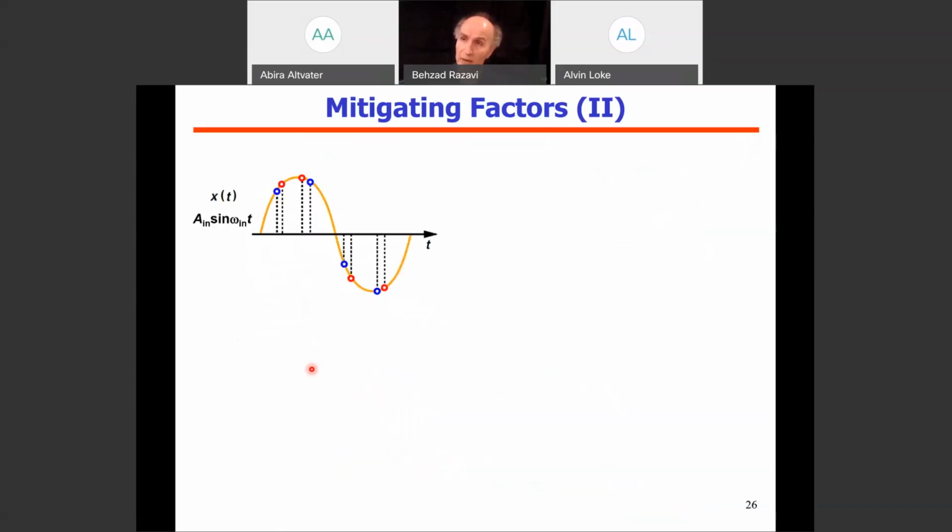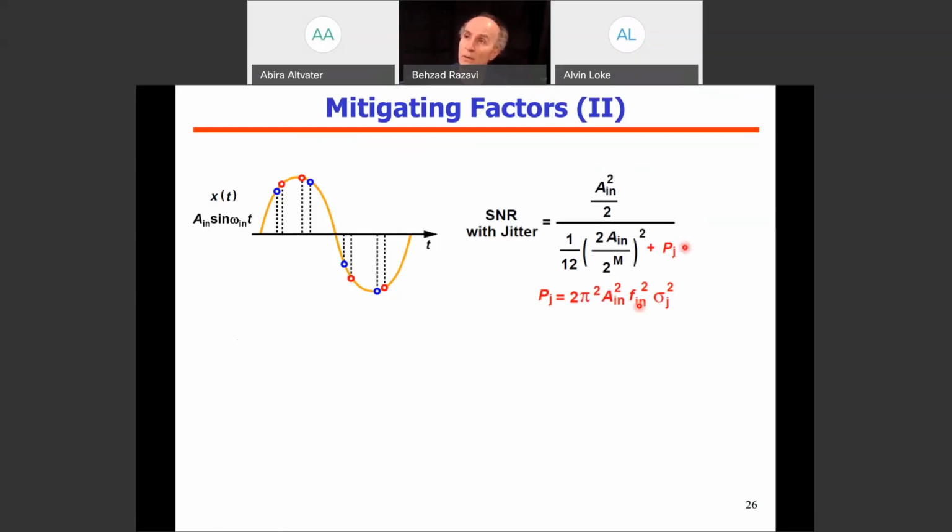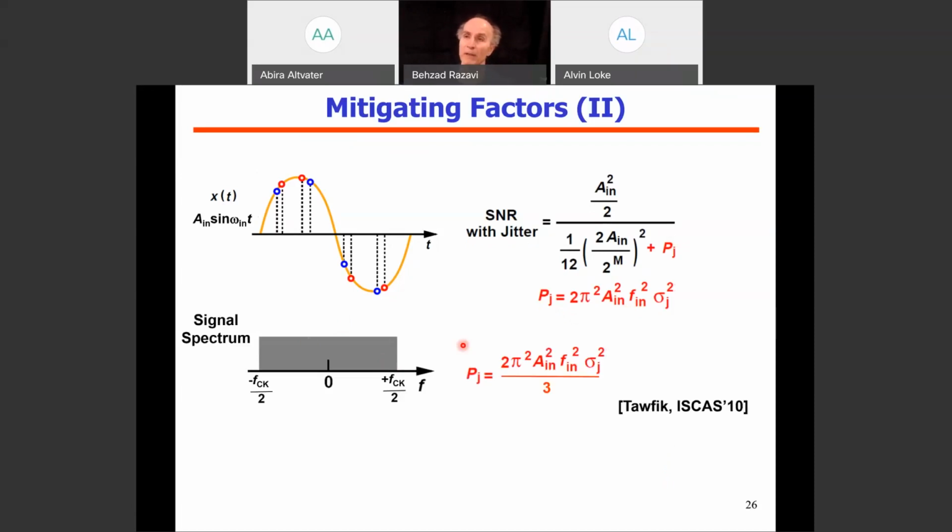One more mitigating factor is the following. When I analyzed the effect of jitter on the A to D, and I mentioned a jitter-induced noise power here, this assumes that we have a sinusoid at the Nyquist coming to the A to D. In practice, that's not the case. In practice, our signal actually occupies a broad bandwidth all the way to Nyquist. And it turns out that, according to this paper, if we have a flat spectrum from minus FCK over 2 to plus FCK over 2, this jitter-induced noise power actually is divided by 3. So that also helps in terms of the amount of SNR degradation that we can tolerate as a result of clock jitter.